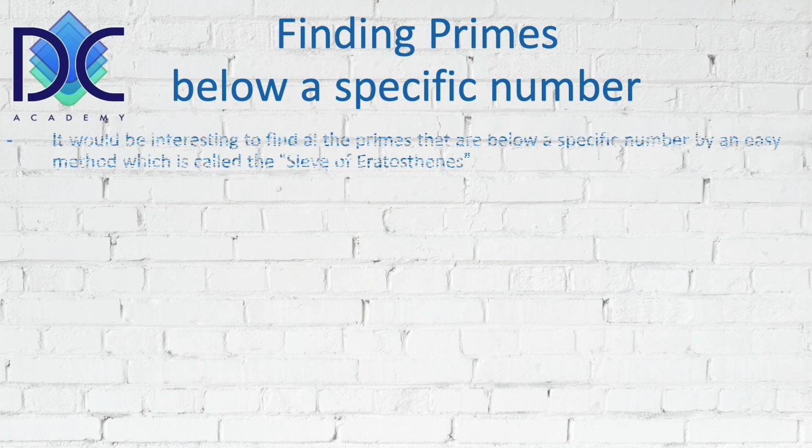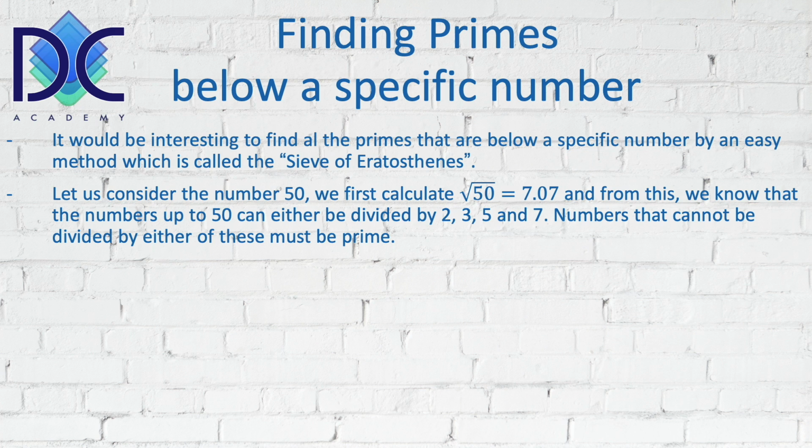Now, finding primes below a specific number is in fact the thing that we want to know. We want to find the primes that are below a specific number, and we want to find them in an easy way. We already know the rule that when we have a number n, the largest prime factor would be smaller than the square root of n.